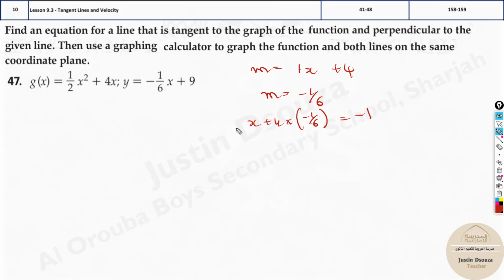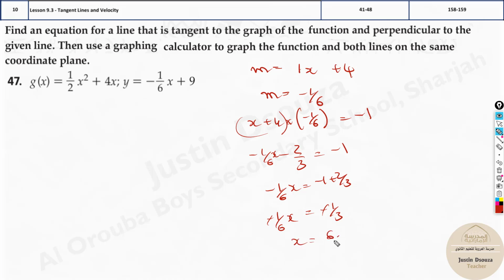Now over here, you need to multiply this throughout, like distributive property. It will be negative 1 by 6 x minus 4 divided by 6, which is 2 by 3, is equal to negative 1. Sorry for that. Take this to the other side. It will be minus 1 by 6x is equal to minus 1 plus 2 thirds. How much remains? There will be negative 1 third remaining. Minus 1 by 6x. Now take this to the other side. First, minus minus cancels. x is equal to 6 by 3, or that is 2. Now x value is found out to be 2.